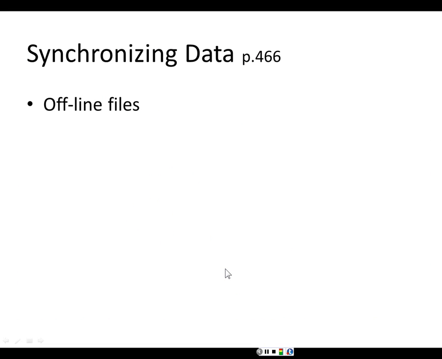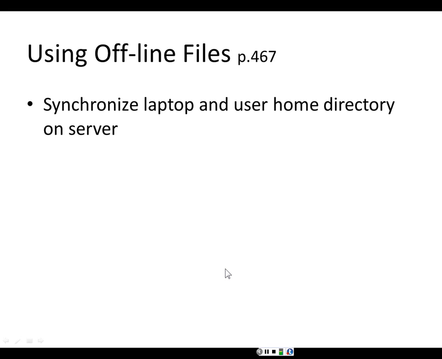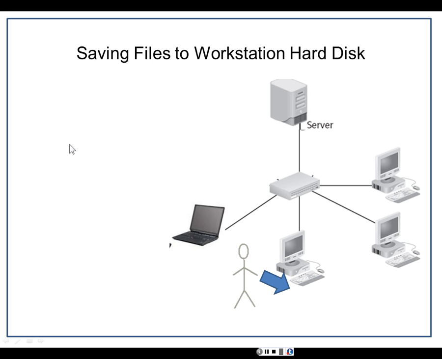Page 466 discusses synchronizing data, and this is also called offline files. In fact, to confuse us more, they also call it file caching, C-A-C-H-E, file caching. Here's the situation. Offline files allow us to synchronize the files on the laptop and the user's home directory, which is on the server. Why would you do that?